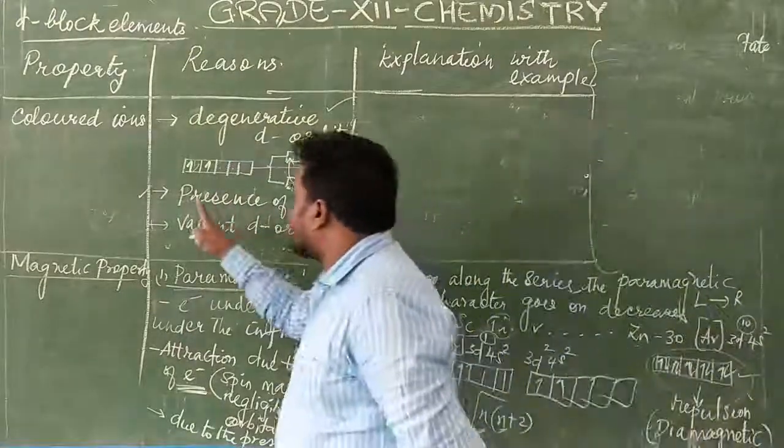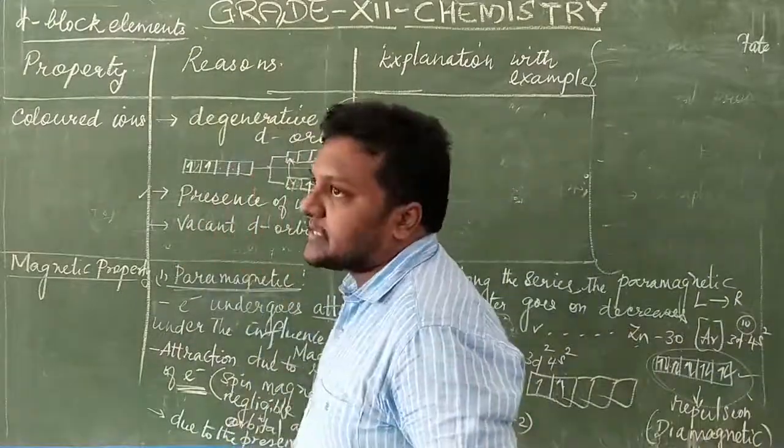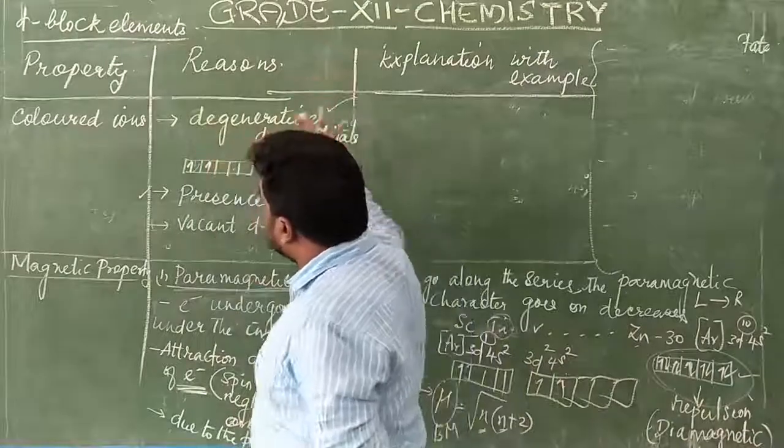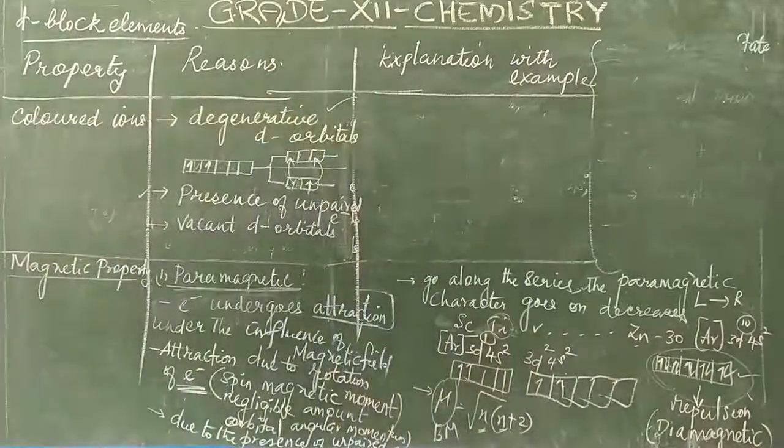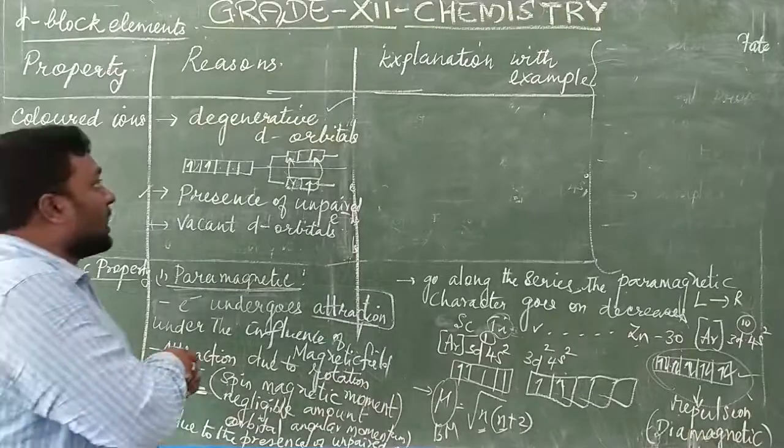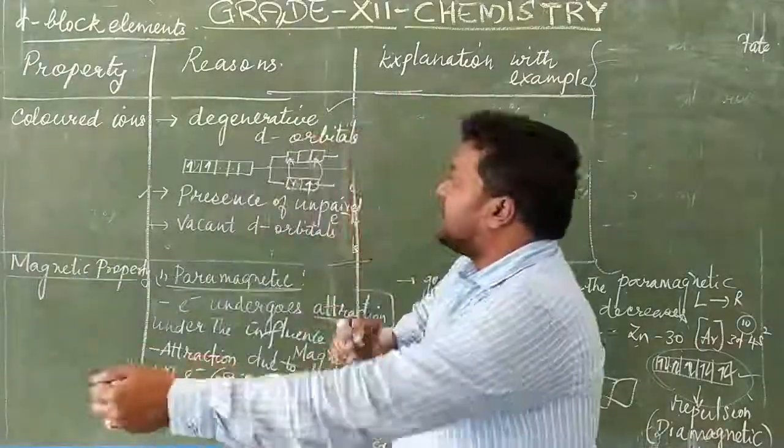Correct? So therefore there should be the presence of vacant d orbitals. And the main point is the degenerate nature of the d orbitals. So d orbitals should undergo degeneracy. Degeneracy means what? Degeneracy means splitting. So it should undergo splitting, and then obviously it can be degenerated. So degenerated d orbitals. So now see, now the explanation with examples.